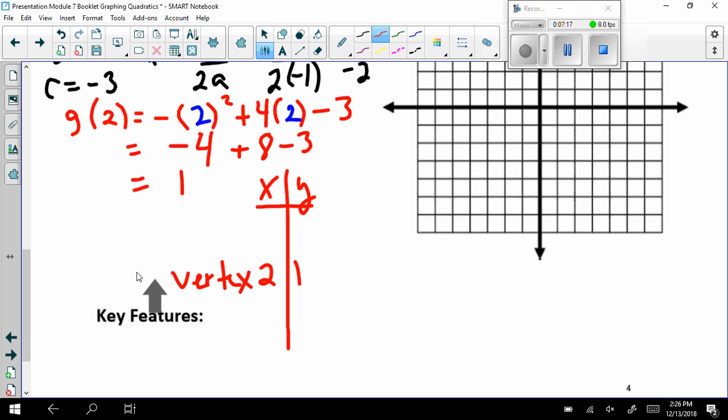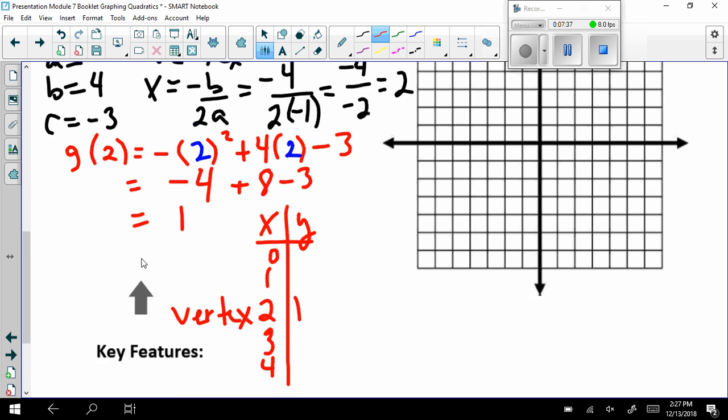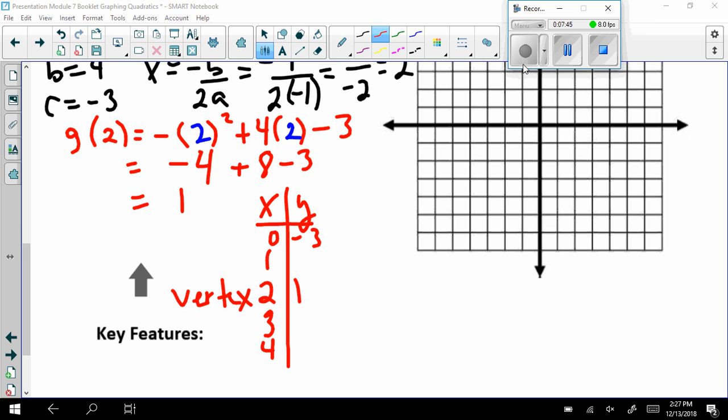Now, I'm going to count down, so 2, 1, 0, and count up, 2, 3, 4. And then I'm going to use the table of values that we created in our notes to fill in the rest. So when I plug in 0, I got negative 3. When I plugged in 1, I got 0. When I plugged in 2, I got 1. When I plugged in 3, I got 0. And when I plugged in 4, I got negative 3.